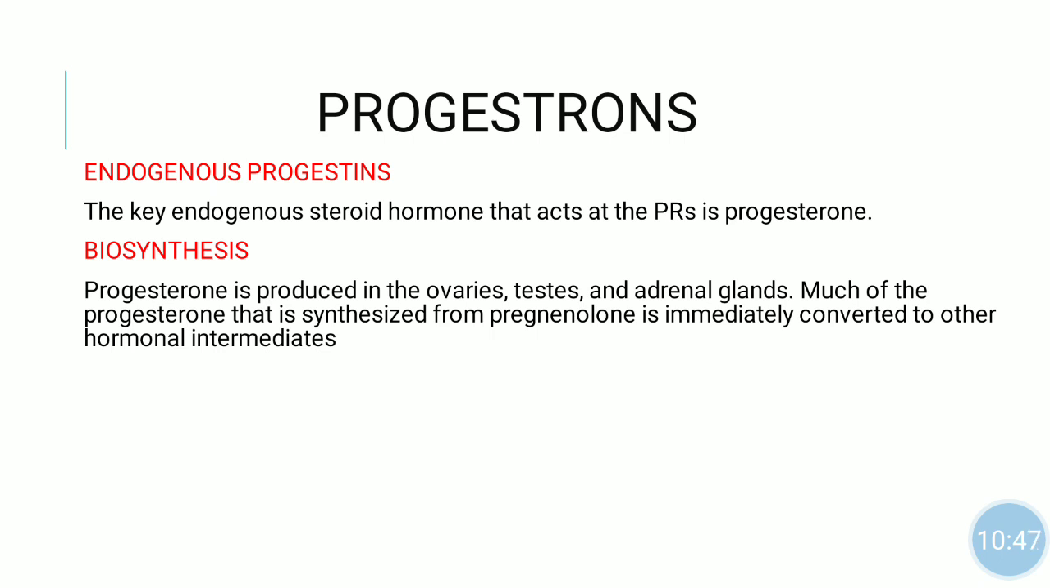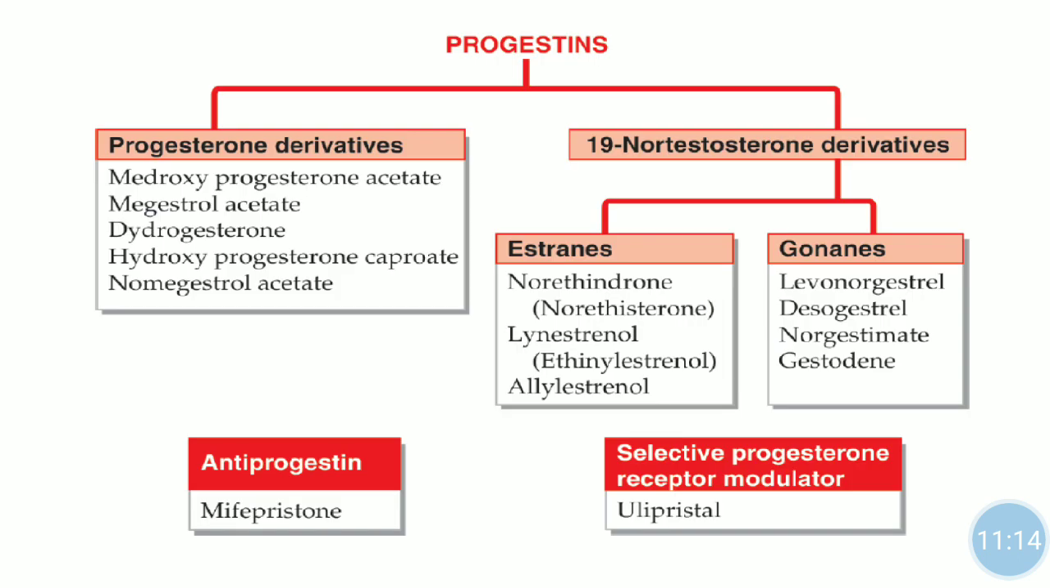Now let us look at the biosynthesis. Progesterone is produced in the ovaries, in the testes, and in the adrenal glands. Much of the progesterone that is synthesized from pregnenolone is immediately converted to other hormonal intermediates. Okay, so now like testosterone, progesterone is also liable to be metabolized very fast.